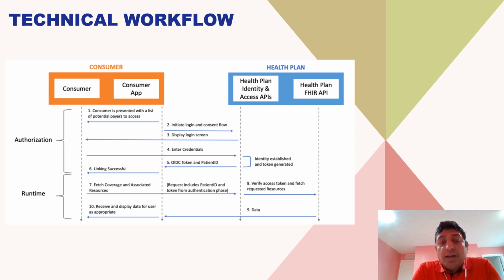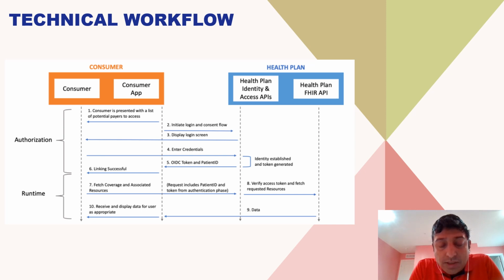Now let's deep dive and talk about the technical workflow, how the digital insurance card concept will be implemented using FHIR. So in this scenario, we have multiple actors. We have the consumer who is using a consumer-facing app, and we have the health plan, where they have health plan identity and access APIs, and then the health plan's FHIR API to retrieve and display the information.